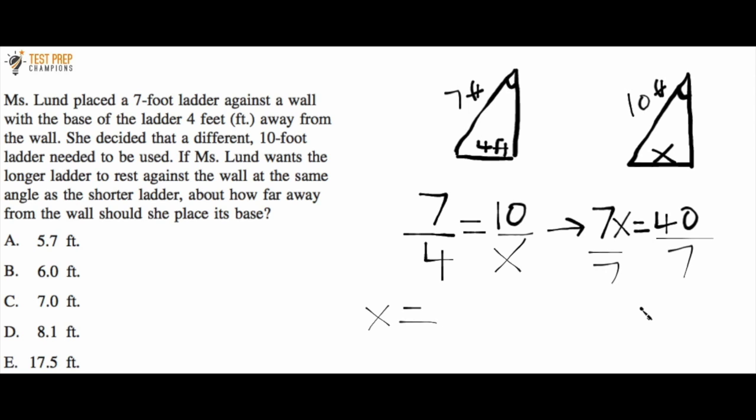So basically, we're going to divide by 7 on both sides here to get x by itself. And we figure out that x equals 5.71, and that corresponds to answer choice A. So if you got this question right, really good job. If not, good job for trying.